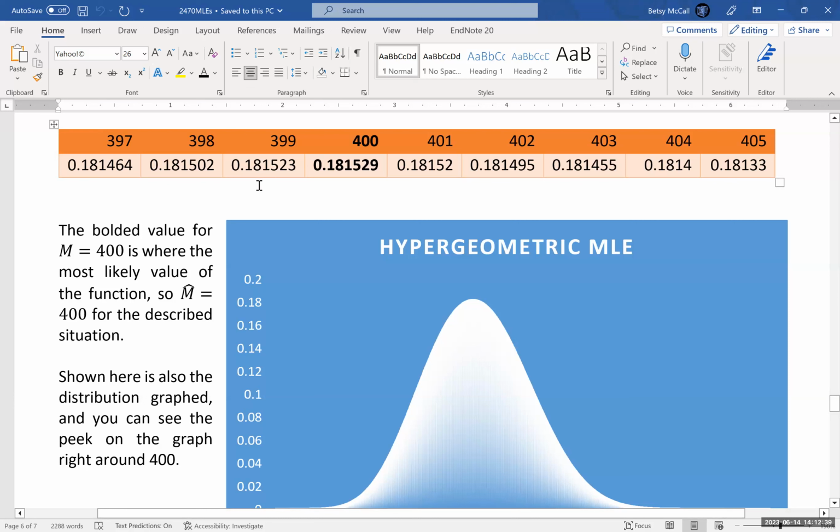And the outcome of this function is itself not that important. It's where the maximum is. And you can see that at 400, that value is a little bit bigger than 401 or 399. And so M equals 400 is the maximum likelihood in terms of there being 400 of type A in the sample, versus having to count all of them given the sample size that they took.